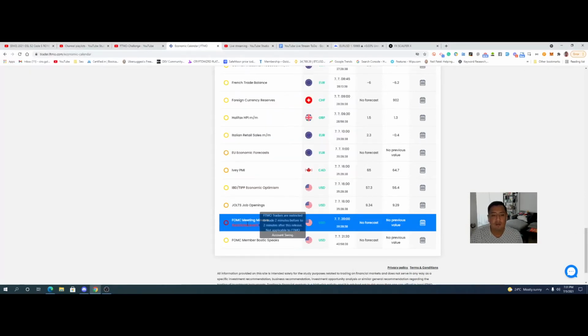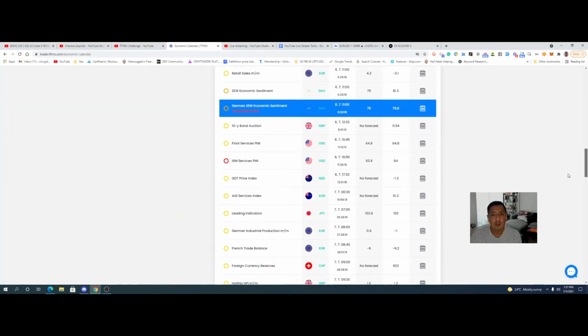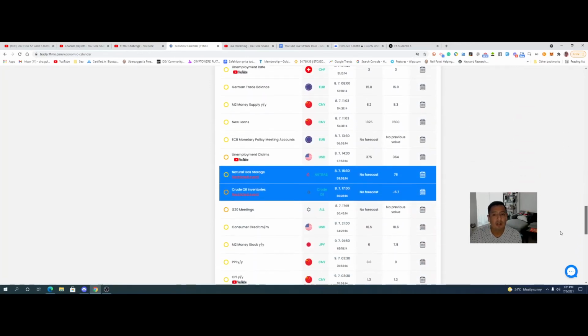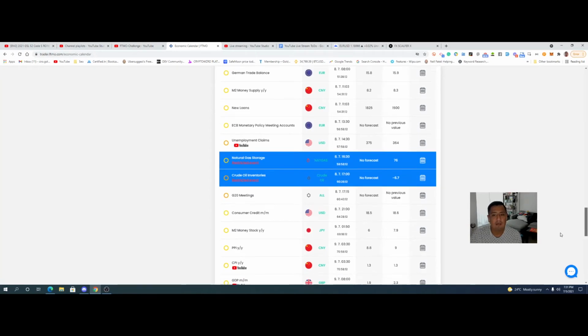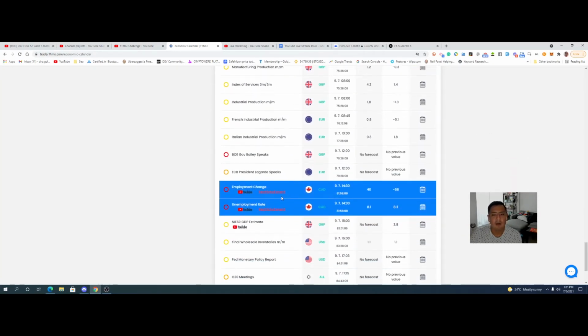Because as you can see in the rules, FTMO traders are restricted from trading 2 minutes before and 2 minutes after. Is there anything for Thursday and Friday? It doesn't look like there is. Okay, so on Thursday we have natural gas and crude oil. We don't trade those, so we don't have to worry. And then on Friday, just before market close, we have to worry about the CADs.